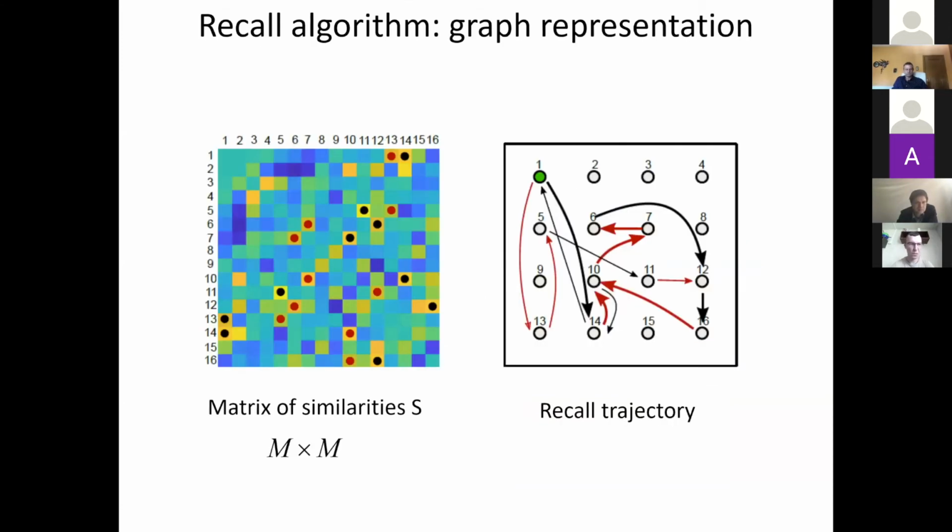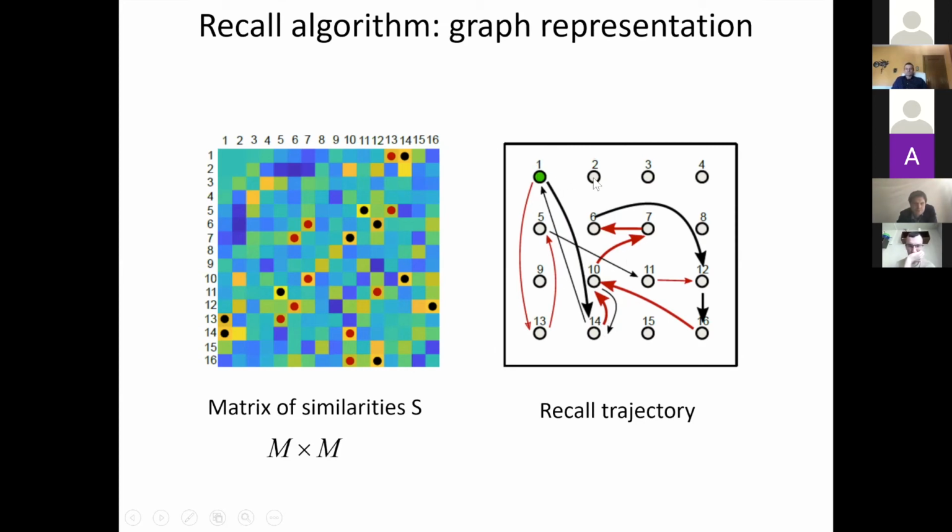Another way to visualize this is that we have the matrix of overlaps, or similarity matrix S, which has a size M by M, where M is the number of words that the subject remembers after the list is presented. In each row of this matrix, you find the biggest element, which is marked by a black spot, and the next biggest element, which is marked by a red spot. So in every row, you have black and red spots.